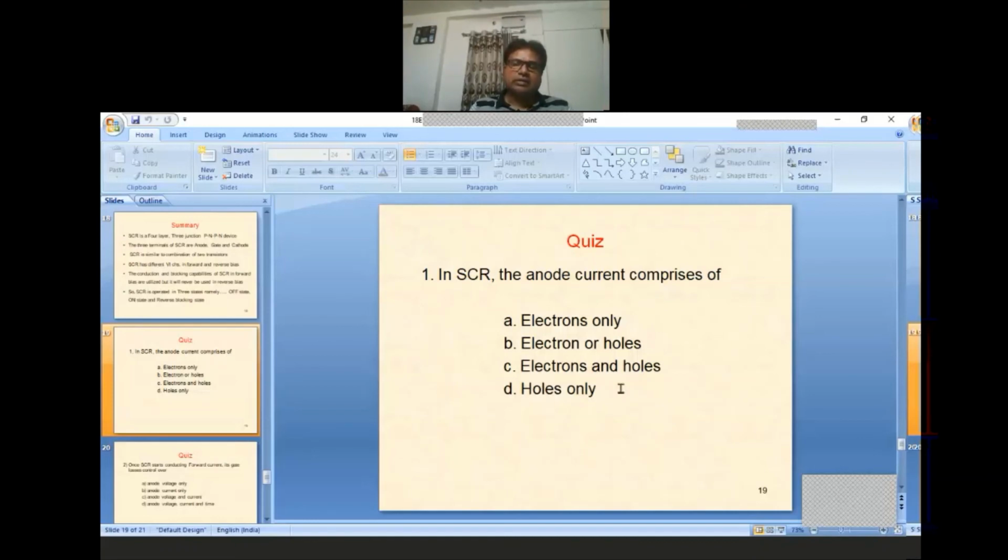Unlike the other electronic components, in case of SCR, anode current is due to the flow of both electrons and holes, which will diffuse across and travel across the junctions J1, J2 and J3 in all the directions. So the answer is C, electrons as well as holes. The anode current comprises of electrons and holes.